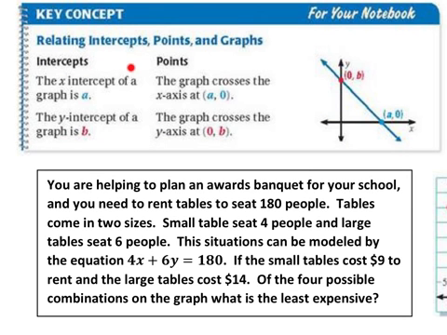Alright, so it says relating intercepts, points, and graphs. The intercepts. The x-intercept of graph is A, 0. The y-intercept of graph is 0, B. Points. The graph crosses the x-axis at A, 0. The graph crosses the y-axis at 0, B. So, let's look at this.